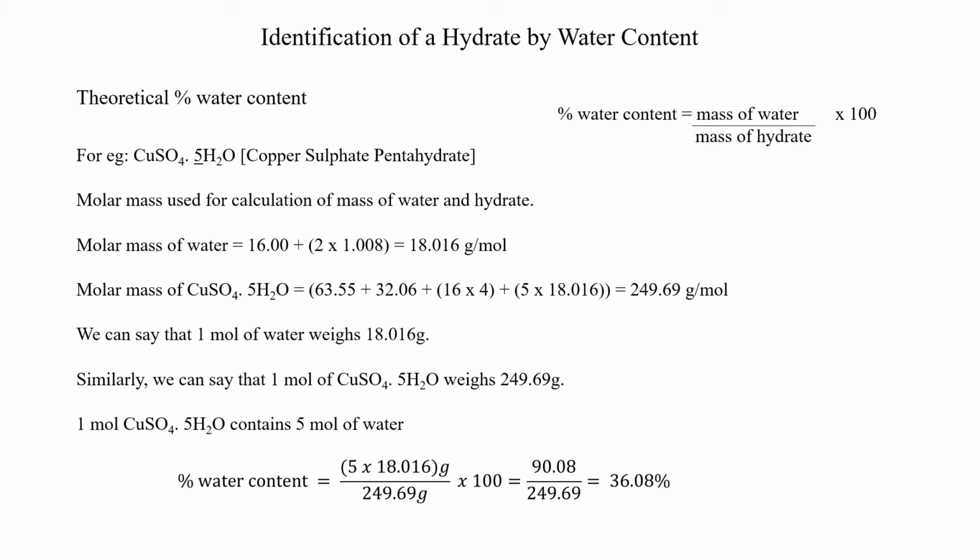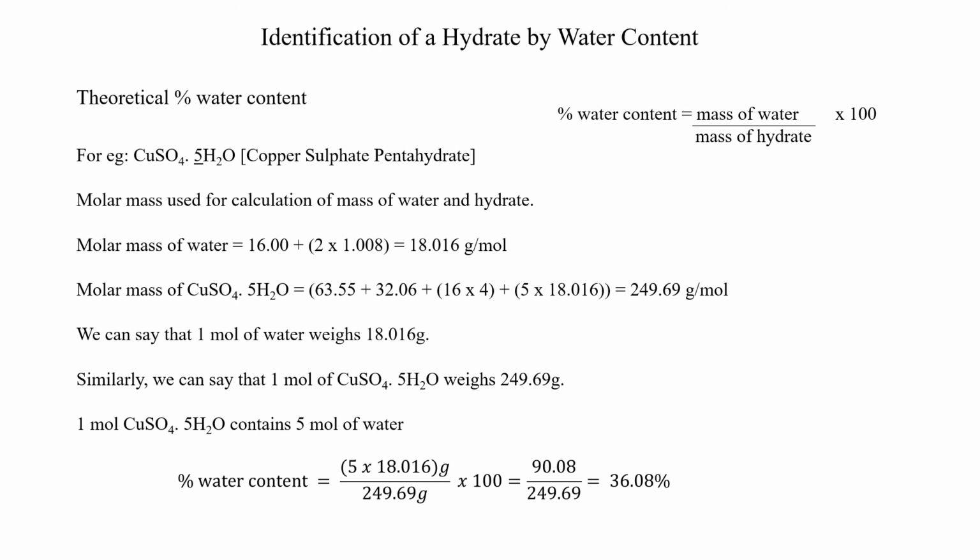Now, we are going to use the same formula, but instead of getting the masses from an experiment, we get the mass from the molar mass of the compound. So the molar mass of water here is 18.016 grams per mole, and in the case of copper sulfate pentahydrate, which is your hydrate, it is 249.69 grams per mole. You can say that 1 mole of water weighs 18.016 grams. Similarly, you can say the same thing for the hydrate, which will be 1 mole weighing 249.69 grams.